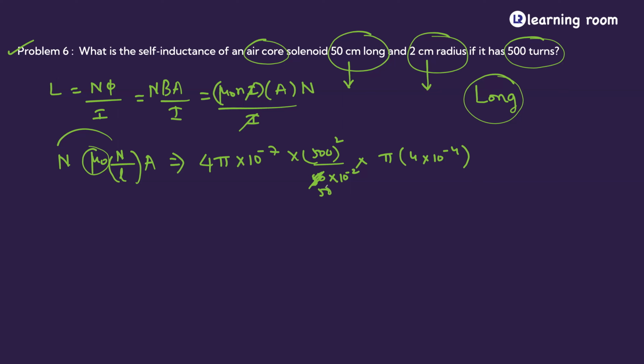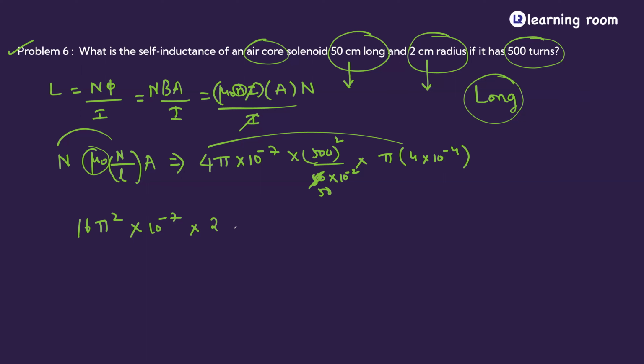So see what you can do. 4 pi into 4 pi is going to be 16 pi square into 10 power minus 7 into 500 square is going to be 25,000. So 25. Only capital N is squared. Here you have capital N. Small n is equal to capital N by L, so what is getting multiplied is only capital N. So 16 pi square into 10 power minus 7 into 500 square.